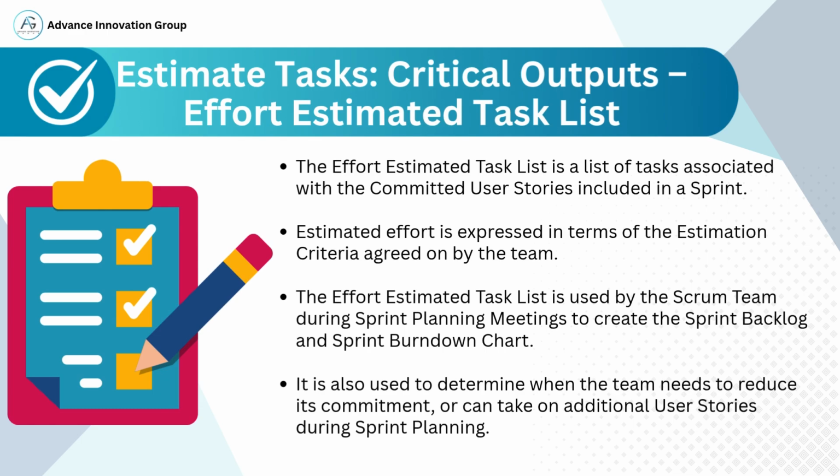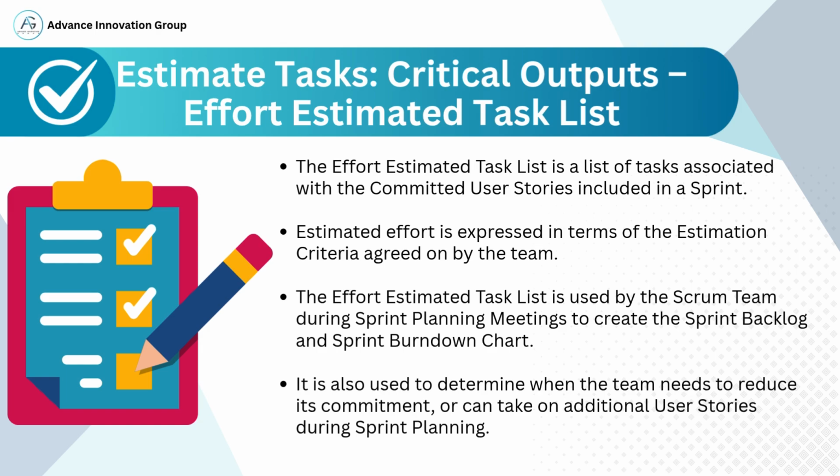In this section, we will discuss the effort estimated task list, which is the final output of the task estimation process. This list includes all the tasks associated with the committed user stories selected for a sprint. What distinguishes this list is that each task comes with an effort estimate, calculated using the estimation criteria previously agreed upon by the Scrum team, whether that's in story points or ideal time. The effort estimated task list is not just a record. It plays a crucial role in planning.